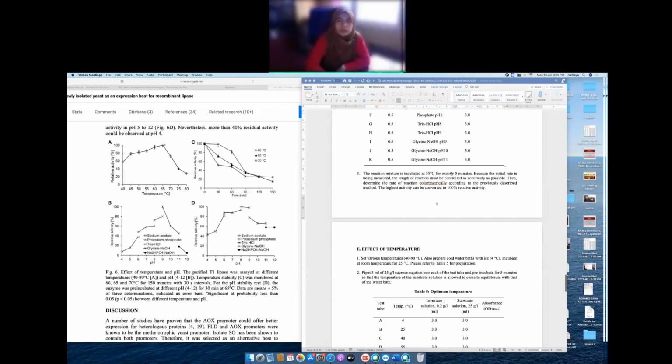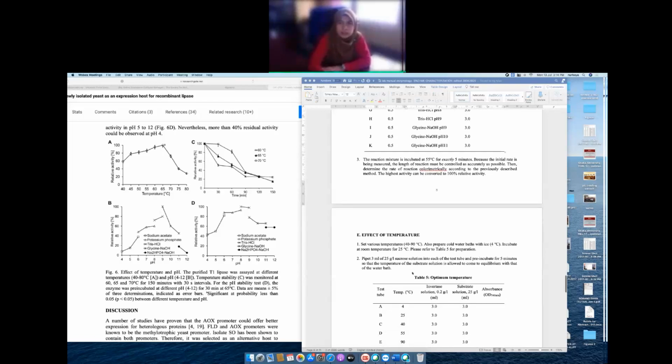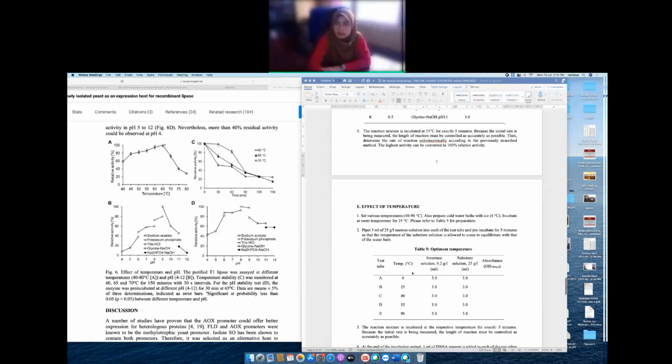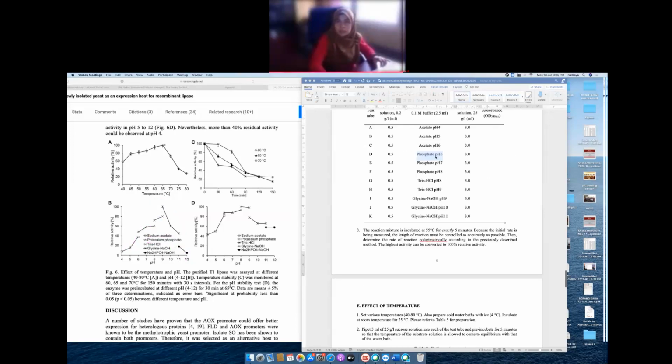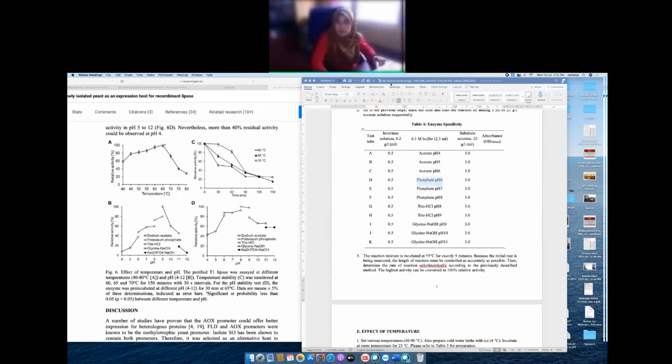I think it is phosphate buffer. Okay, for this invertase, the optimum will be phosphate buffer. That's why phosphate buffer. No, this is not phosphate buffer. Yeah, for this one, I would say phosphate buffer pH 7.